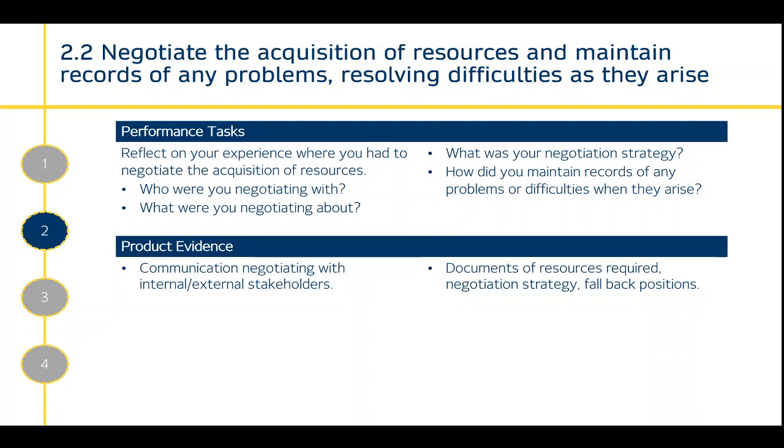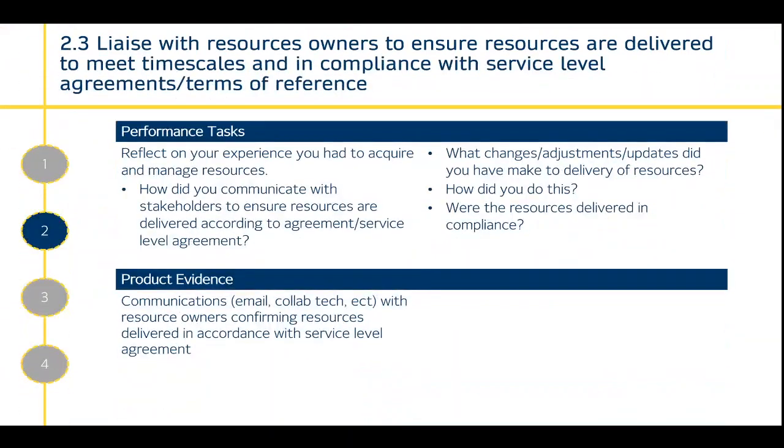Product evidence for this could be communication negotiating with internal or external stakeholders. Could also be documents of resources required, your negotiation strategy or fallback positions. A lot more detail can be found looking at the outcome in the communications unit.